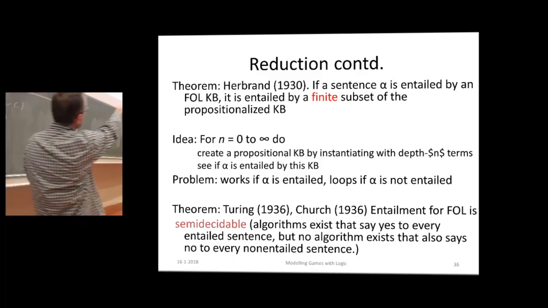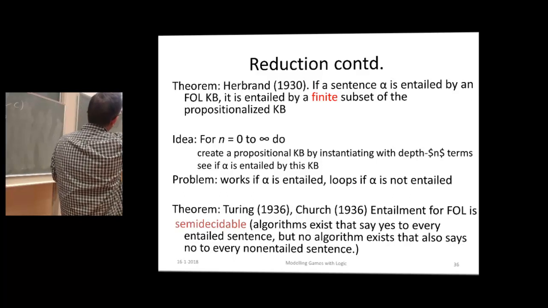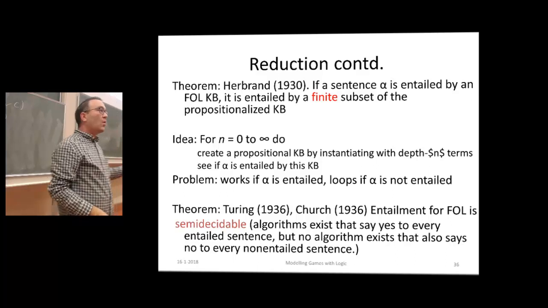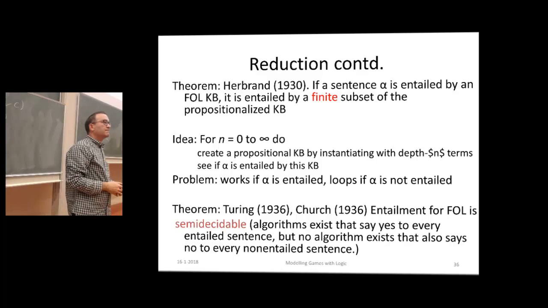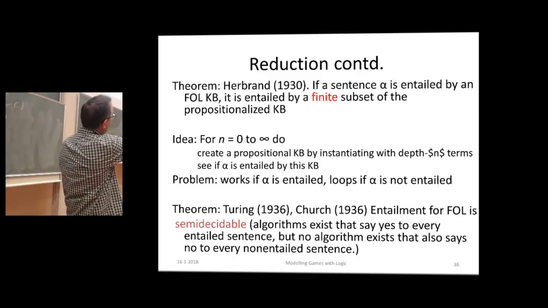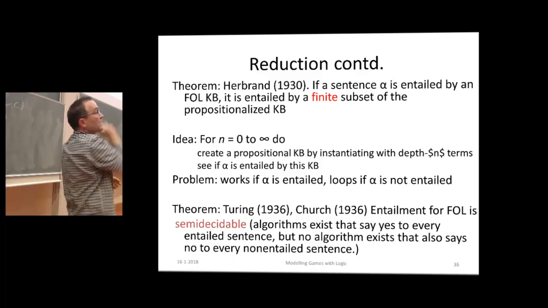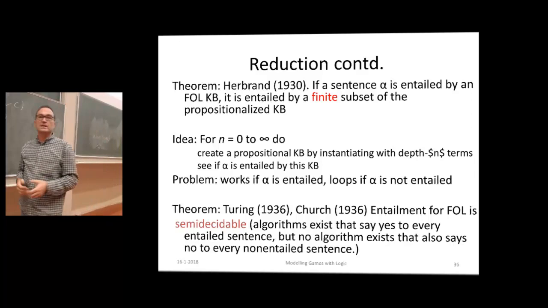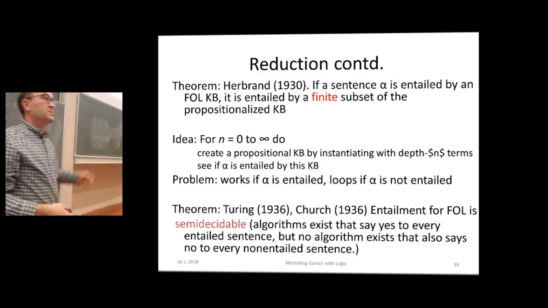And that's basically consistent with the results from Turing, that there exists an algorithm to say yes to every entailed sentence, but there cannot be an algorithm to say no if the sentence is not entailed. So the answer to this: there exists an algorithm that says yes to every entailed sentence. That is the result that we have up here. And the other one comes from Turing's result on the halting problem. It is basically due to the infinite loop that you can build into your decision procedure.